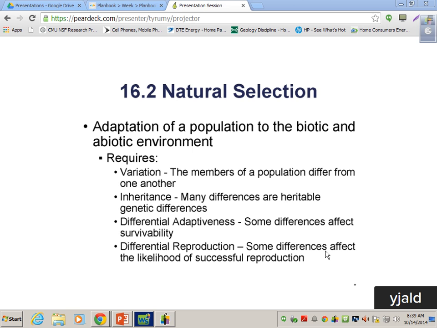Some differences affect survivability. So if it's an adaptation that helps make you different as a population, we say it's differential adaptiveness. And then there's differential reproduction, where some differences affect the likelihood of successful reproduction. If I'm a salmon that lays 2 million eggs instead of 1 million, I have a differential reproductive adaptation. Okay, if that makes sense.